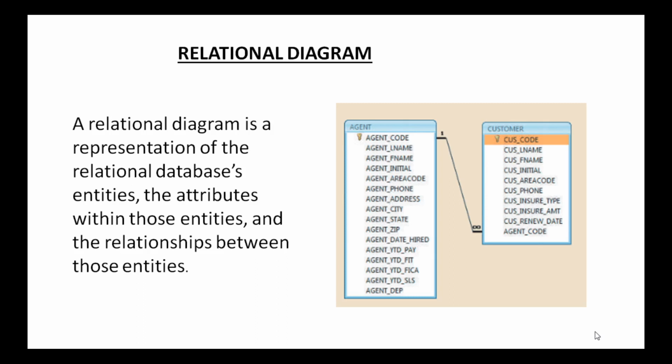There are two tables, the agent table and the customer table. It contains all the fields within the agent table and the customer table, and there is a link between those two tables. Just see this line; it indicates one to many. So which type of relationship exists between the agent and customer? A one to many relationship. This is the relational diagram.